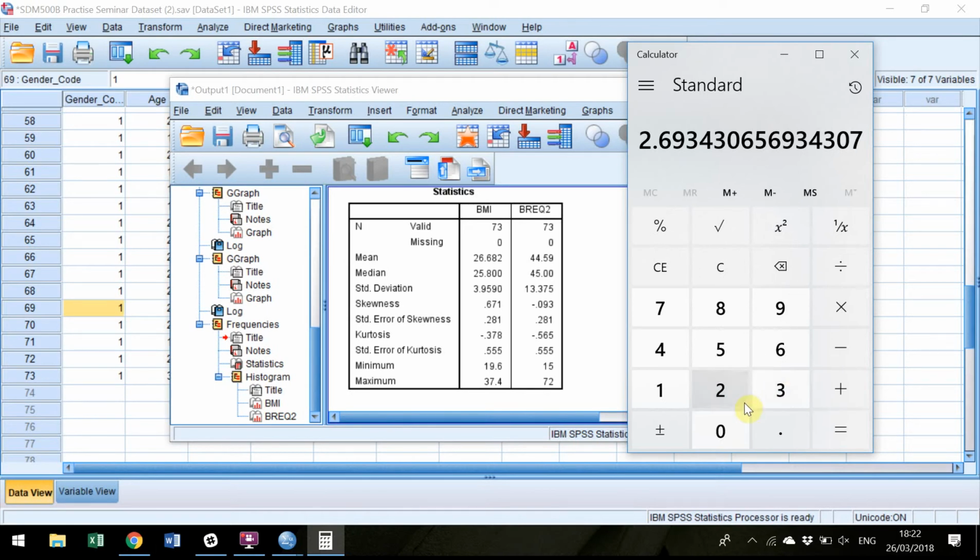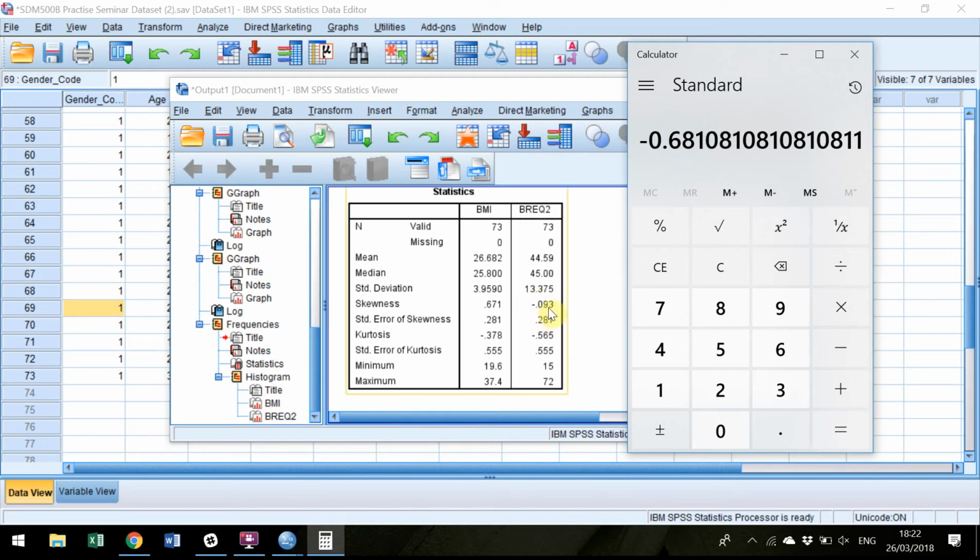So what we've got to do is a little bit of calculator work, getting it right this time. 0.671 divided by 0.2 equals 2.3. That's actually made it slightly worse, but it is what it is. And then kurtosis is 0.378 divided by 0.5. Okay, and that's still within normal bounds.